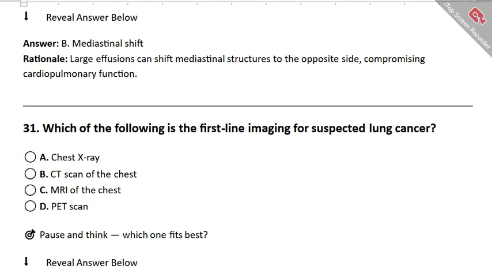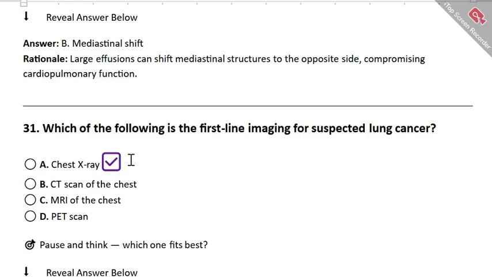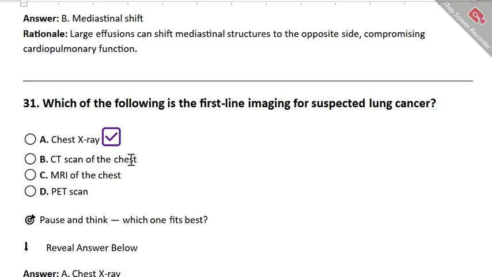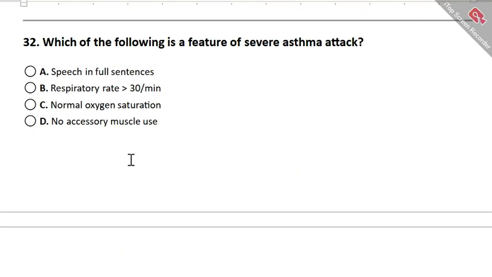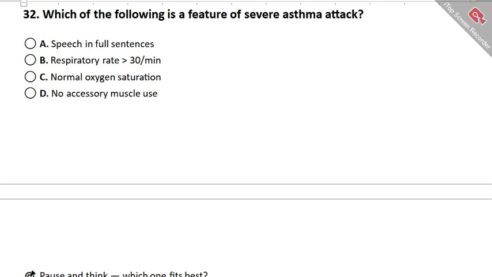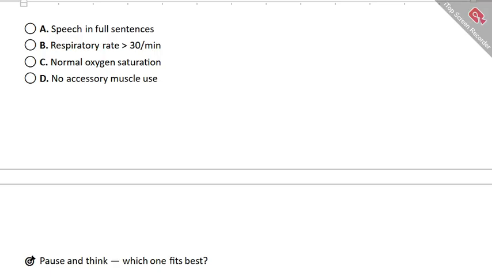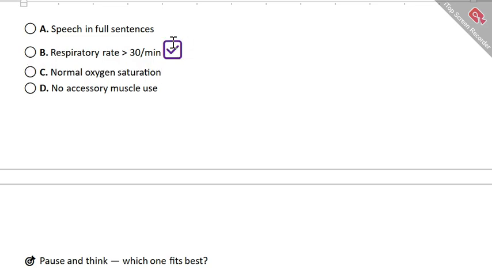Question number 31. Which of the following is the first line imaging for suspected lung cancer? The correct option is option A, chest X-ray. Let's move to the next question. Which of the following is a feature of severe asthma attack? In this situation, the correct answer is option B, respiratory rate more than 30 breaths per minute.